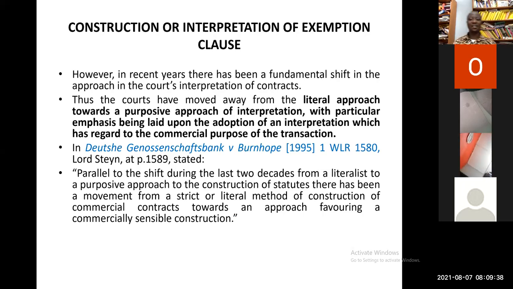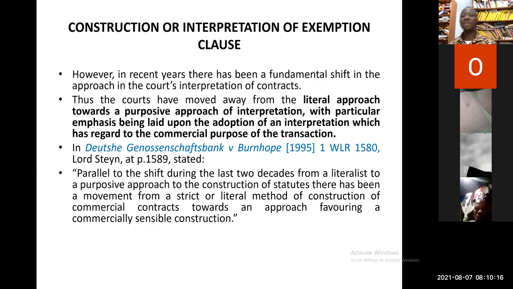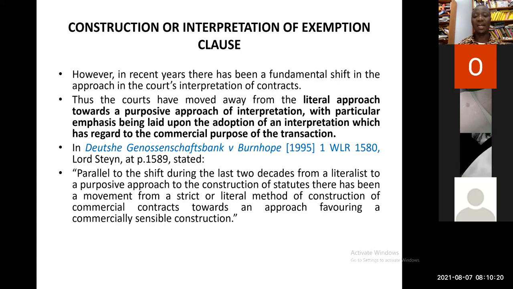But in recent times, there has been a shift in how the courts interpret a contract, and we can say that there has been a move from the literal approach towards the purposive approach of interpretation, with particular emphasis being laid upon the adoption of an interpretation which has regard to the commercial purpose of the transaction. So the purposive interpretation is not only in respect of constitutional interpretation or statutory interpretation, but even, by and large, in the area of commercial contracts, the courts gravitate more towards that.